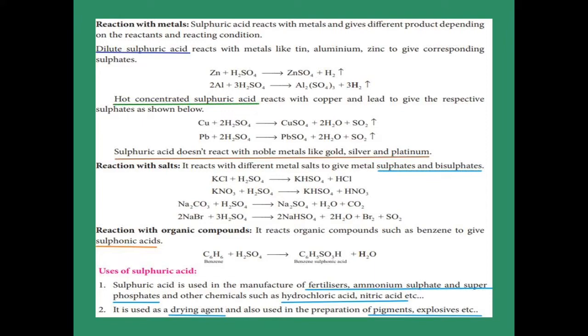The next one, uses of sulfuric acid. The sulfuric acid is used in the manufacture of fertilizers, ammonium sulfate, superphosphate and also hydrochloric acid, nitric acid. The second one, it is used as a drying agent. We have already known that sulfuric acid has a strong affinity towards water, so that it is used as a drying agent. The next one, it is used in the preparation of pigments and explosives.